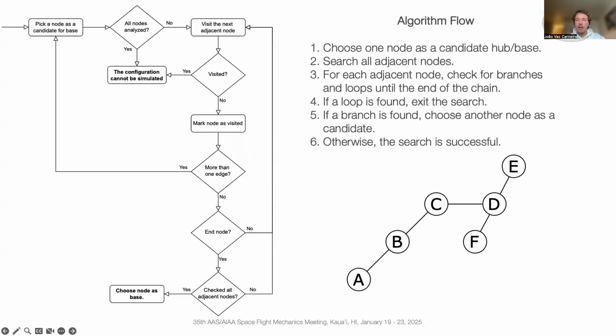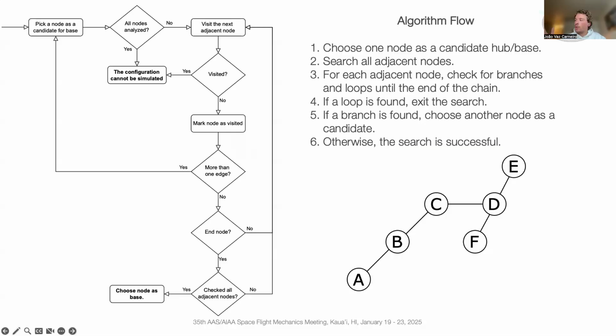The search is successful. In this example, we stop when we find the first potential base, but you can have an algorithm that finds all possible candidate hubs and then picks the one that minimizes some quantity that you care about. For example, minimizes the maximum number of degrees of freedom of any component. So let's give an example here.